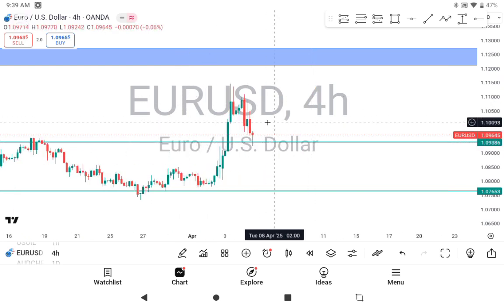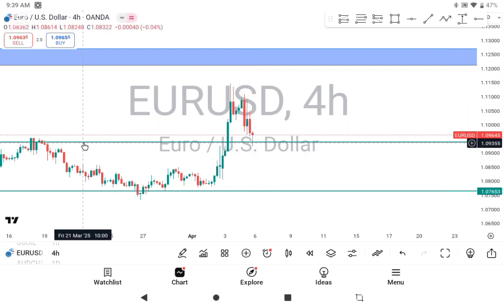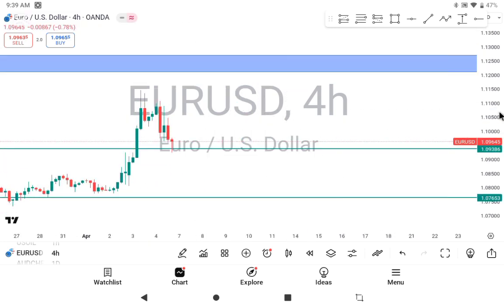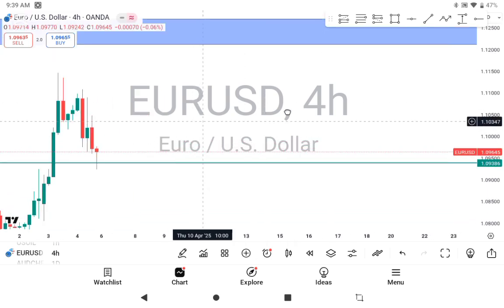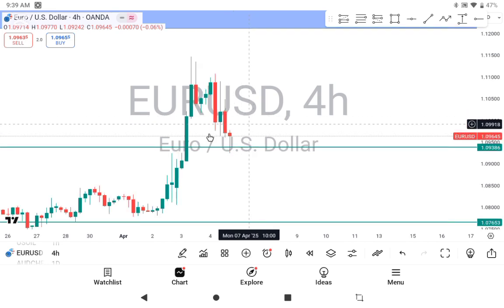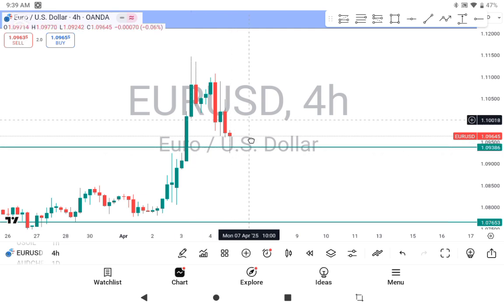Now on the 4 hour time frame, we have seen price come to this resistance level, and the resistance level has now turned into a support level. Last market week closed with a bullish pin bar on the 4 hour time frame. We can see a retest has happened on this support level. The previous level of resistance has now turned support.